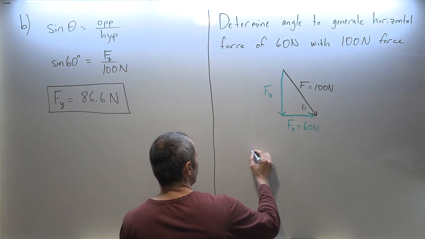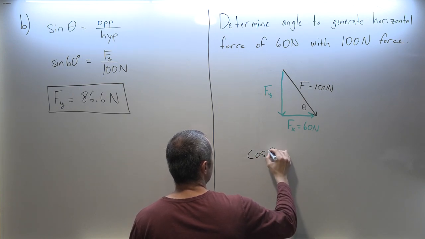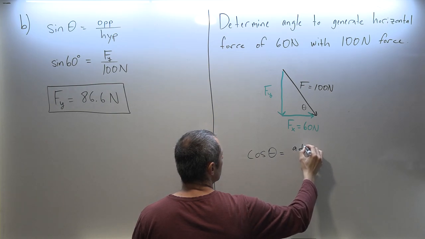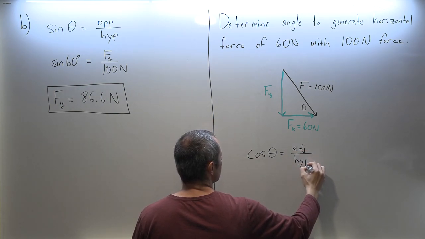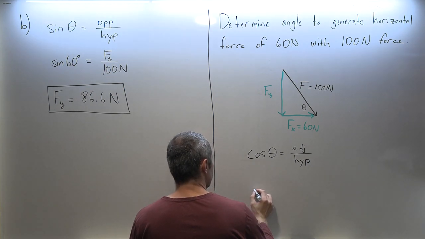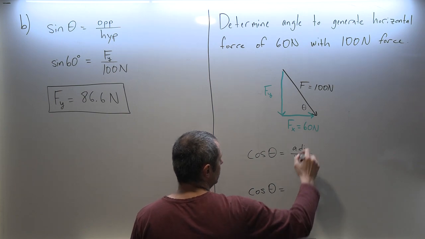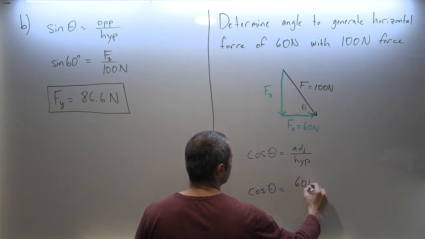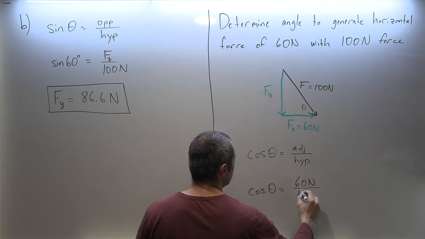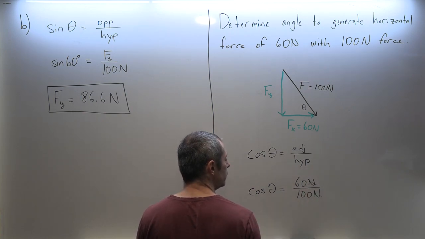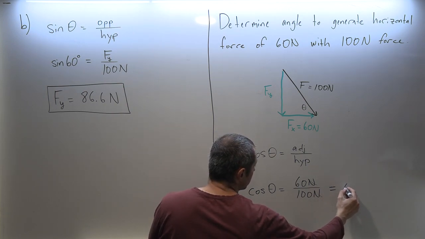So this time, once again, I write out my formula. But now, theta is the unknown. The adjacent side is 60 newtons. The hypotenuse is 100 newtons. The Newton units drop out. And if I divide 60 by 100, I get 0.6.